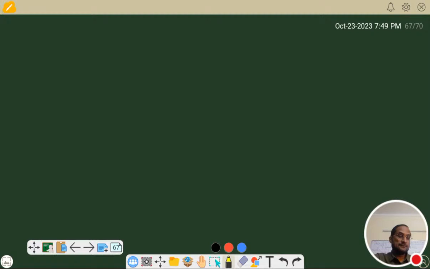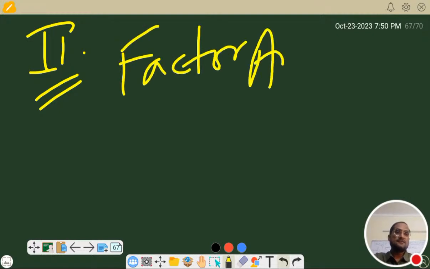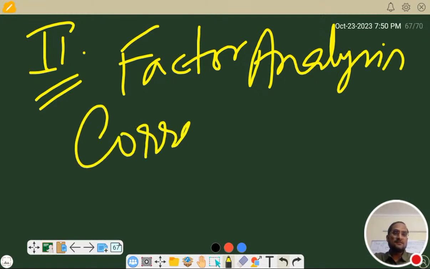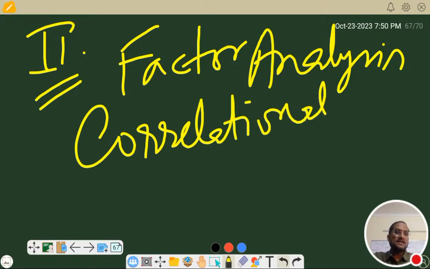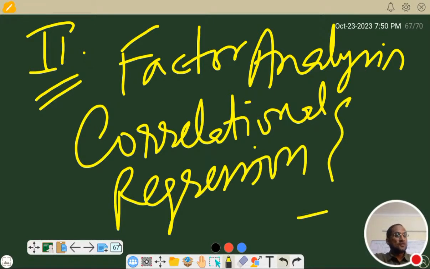Then, what are the methods of data collection here in diagnostic research? Here, the method of data collection is interesting. The methods of data collection here are factor analysis, correlational and regressional analysis, correlation analysis and regression analysis, CNR.